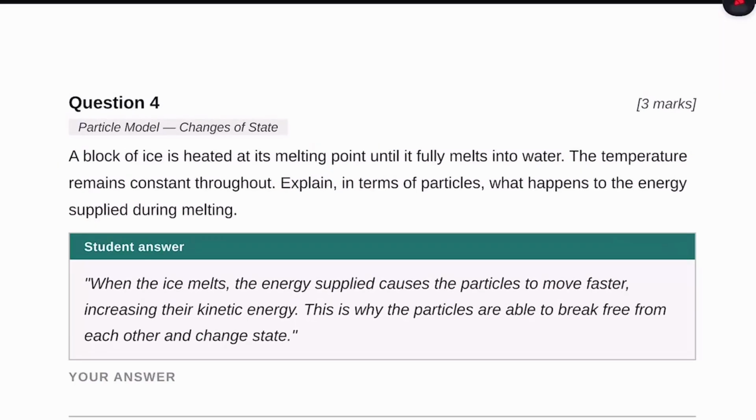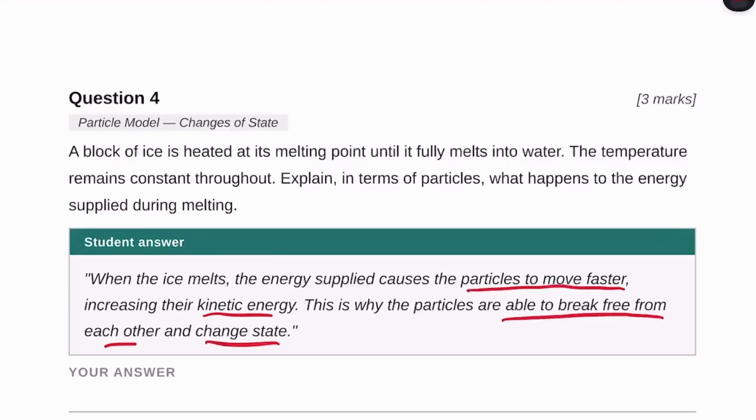So I'll be honest, guys, on the surface of it, this answer, I think, looks the most sensible out of all the questions we've looked at so far. It seems really well answered. It's got lots of key points in there, and it seems really well explained. If you follow the explanation, it seems to make sense. The ice melts, the energy supplied causes the particles to move faster, increasing their kinetic energy. This is why the particles are able to break free from each other and change state.